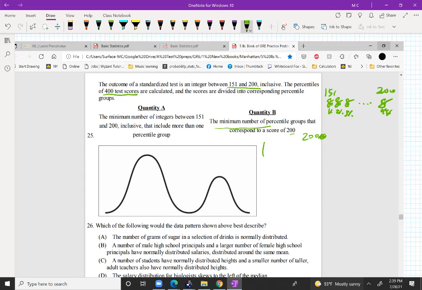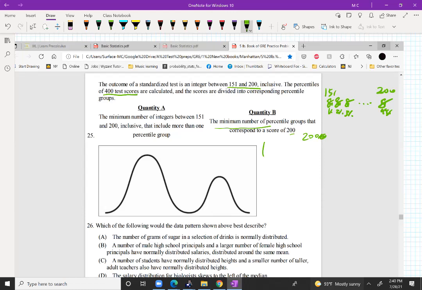The minimum number of integers between 150 and 200 inclusive that include more than one percentile group can be interpreted in different ways. That's what's throwing me off too. If everything was evenly distributed, there'd be 8 scores on each percentile. So every score will have 8 of them, right? How did you get the 8? Because 400 divided by 50 is 8.